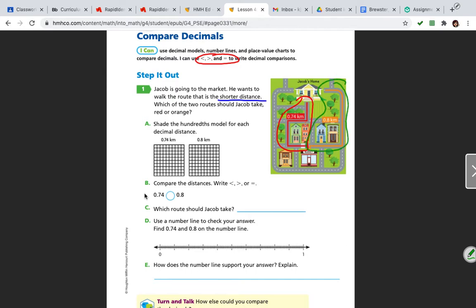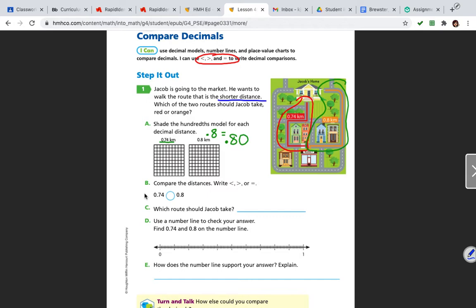So it says shade the hundredths model for each decimal distance. Well, I want you to remember in the other lesson when we were comparing tenths and hundredths, you can add a 0 to the end of your number. So even though this is 8 tenths, we only are writing in one place value position. So we could change this number to 0.8 and add a 0 because 0.8, decimal 8 tenths, is equal to 80 hundredths. So you just add a 0. This one has 2 digits after the decimal, this one should have 2 digits. So let's shade it in.